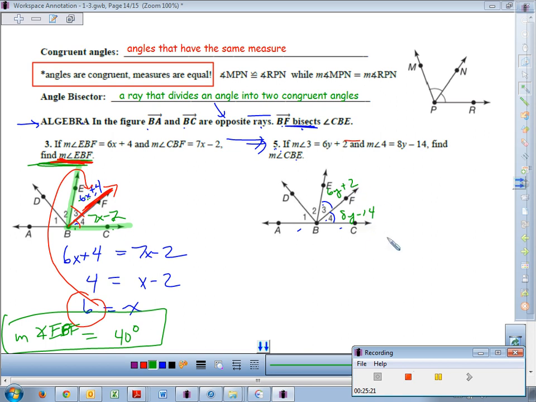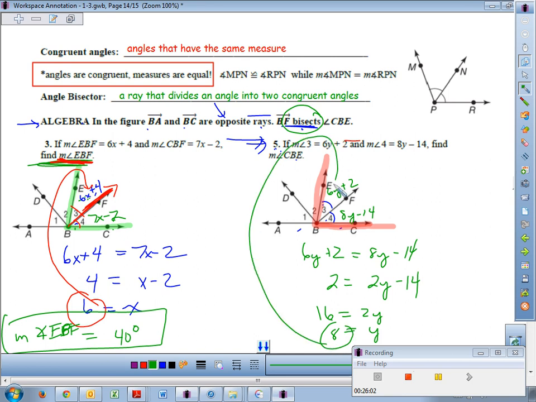Okay, so the easy way to say that is set these two equal to each other, right? Why should we set those two equal to each other? Because that's what the arc marks mean. Because they got bisected, right? So let's do that. 6y plus 2 should equal 8y minus 14. And let's solve for y. Pause the video, get that done. Once you see you got the right y value of 8, answer the question.